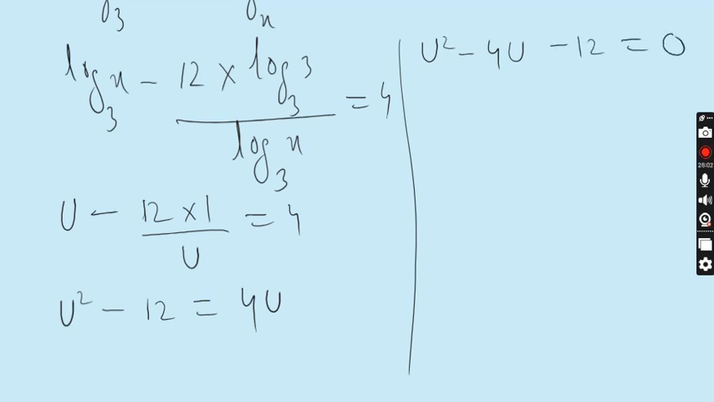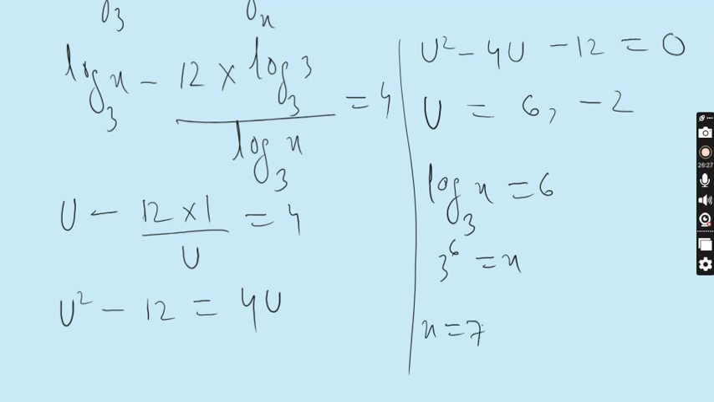This becomes the quadratic equation. Apply the method of middle term break. You will get two values of u, that is 6 and negative 2. Now what is u? u is log base 3 of x, which is equal to 6. So 3 power 6 is equal to x, and x is equal to 729.